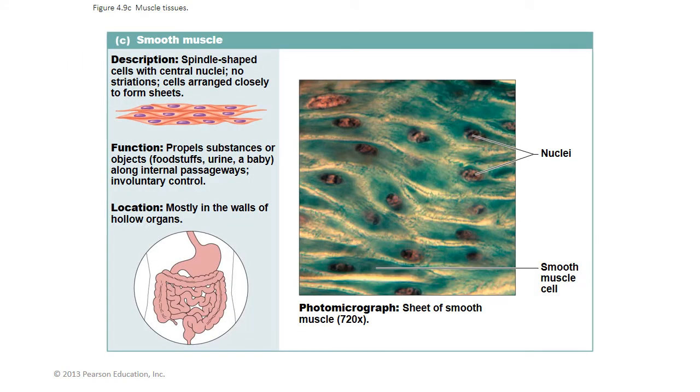Smooth muscle tissue. Little spindly shaped cells. You don't really see any striations with it. So it makes up walls of hollow internal organs, like the GI tract, for instance. Also, you'll find it in the bladder, the ureters that bring the urine from the kidney to the bladder. Also, your uterus as well.